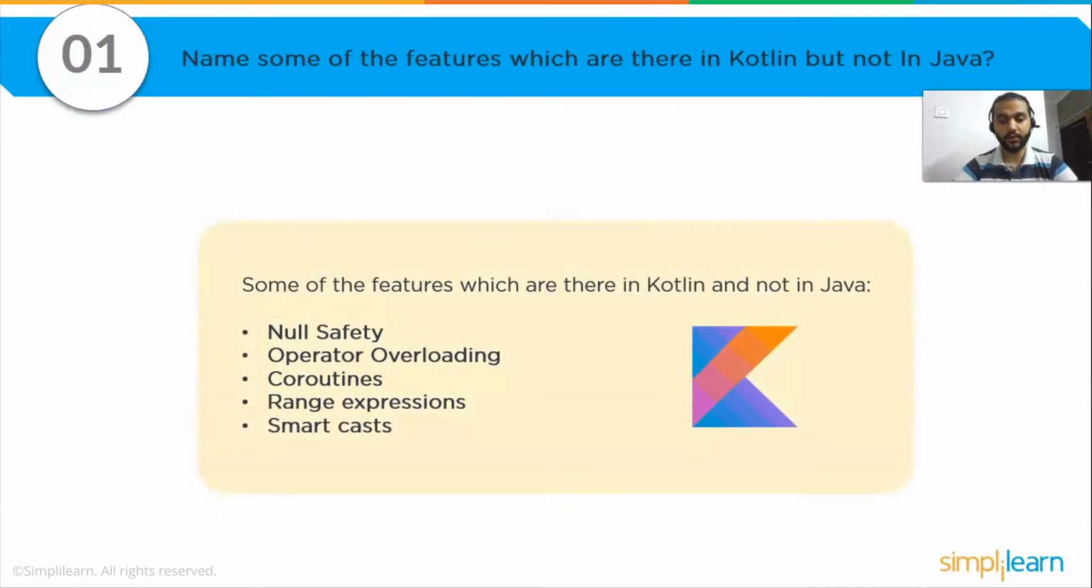So now let's go ahead with our first question, which is: name some of the features which are there in Kotlin but not in Java. Some of the features which are there in Kotlin but not in Java are the null safety feature, operator overloading, coroutines, range expression, and smart casts. So these are some of the features that make Kotlin a better language than Java.